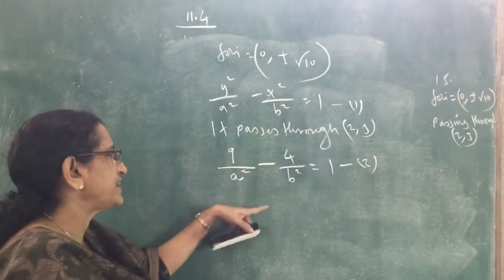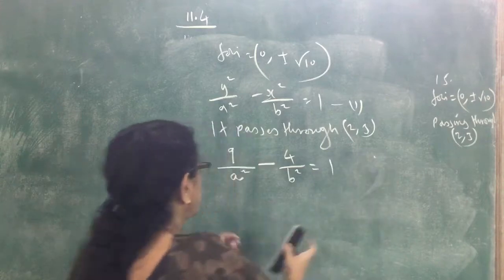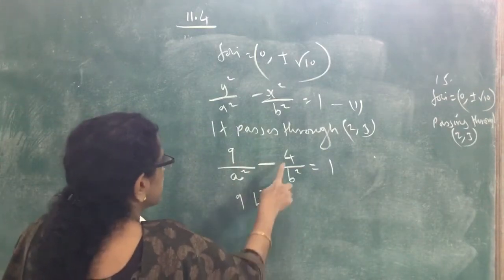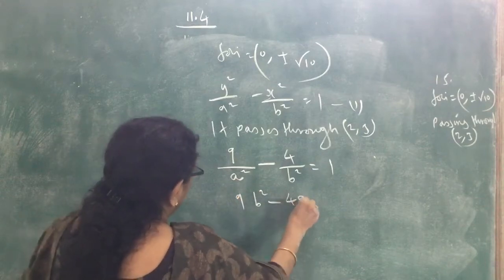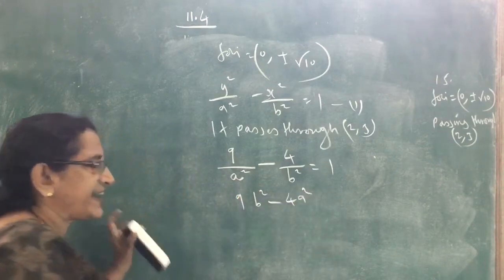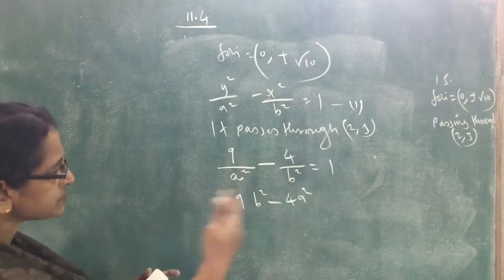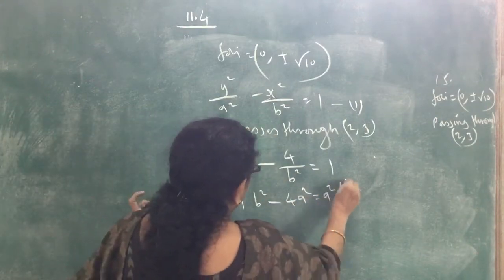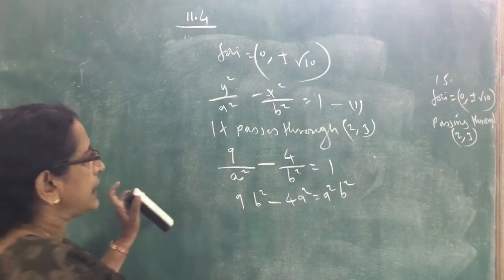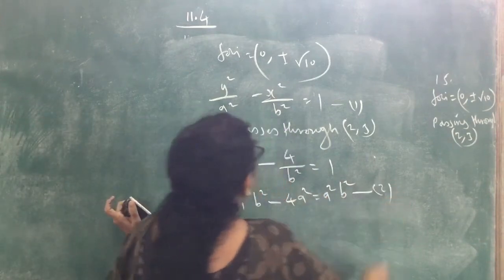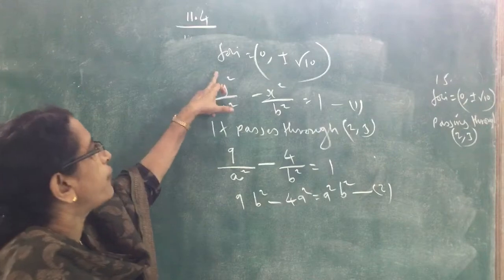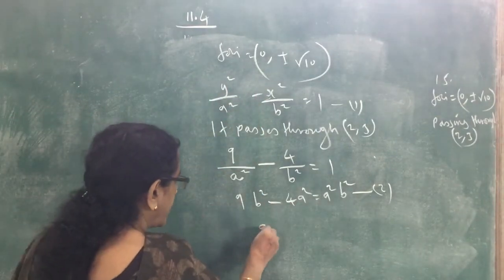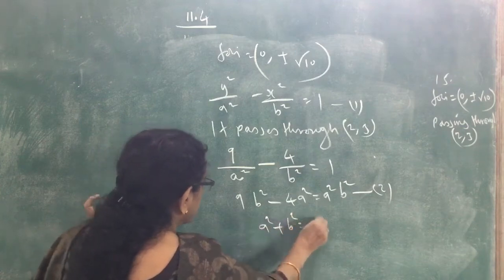Or we can simplify this. After that we can write this as 9b square minus 4a square, whole divided by a square b square equal to 1. Then cross multiply a square b square to the right side. So we get equal to a square b square. Name that equation 2. Now given that foci equal to plus or minus root 10, we can use the relation a square plus b square equal to c square.